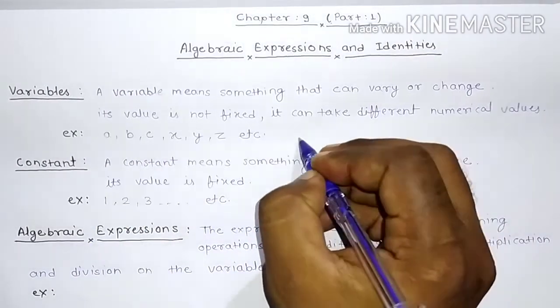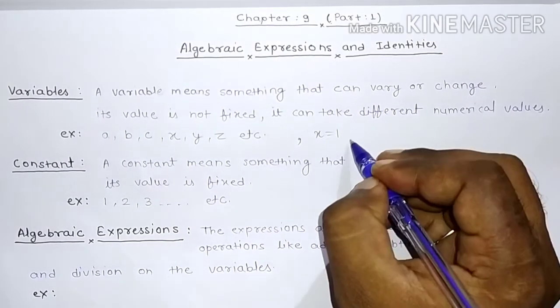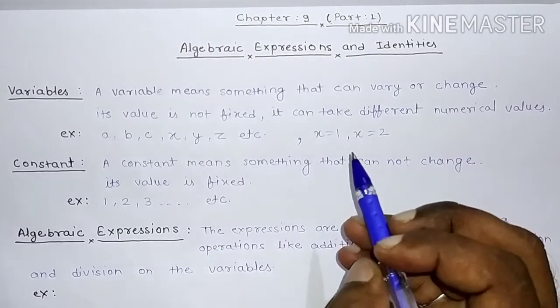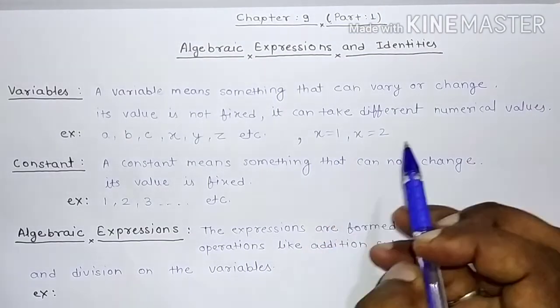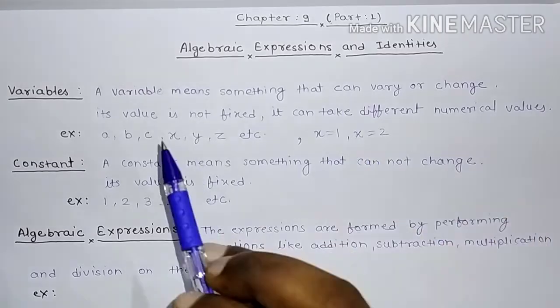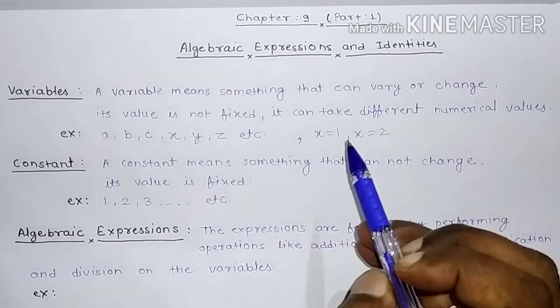So here we can assign the value x equals 1. Now we can also assign the value x equals 2. So the value of a variable can change. That's why the variable is that whose value can change.